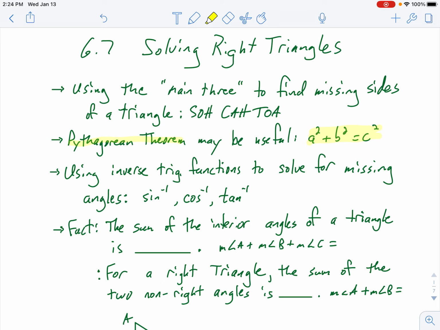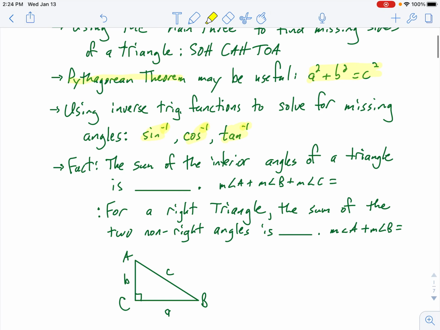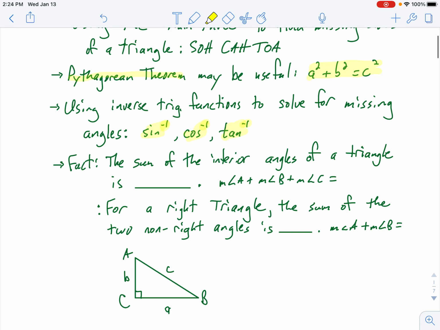Inverse trig functions are sine inverse, cosine inverse, tangent inverse, with that little -1 up there representing the word inverse. We've not done that in this class. You should have done that probably in geometry, but it's been a couple of years. So it's just kind of a review thing potentially.